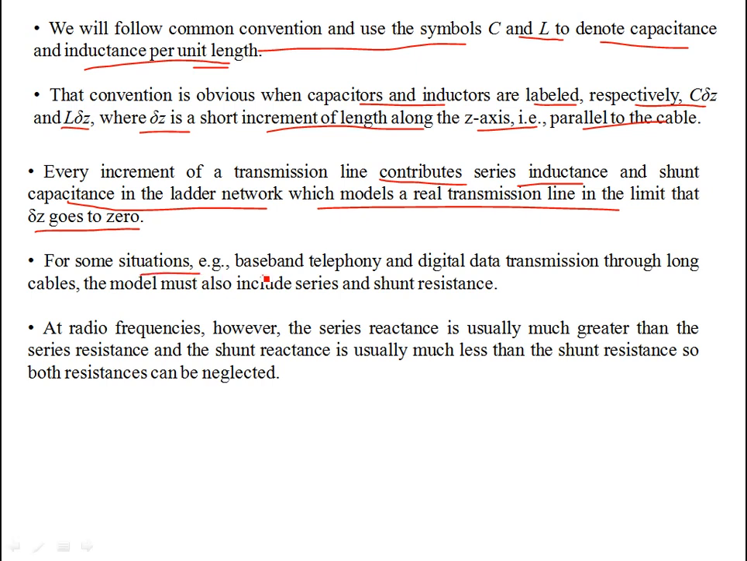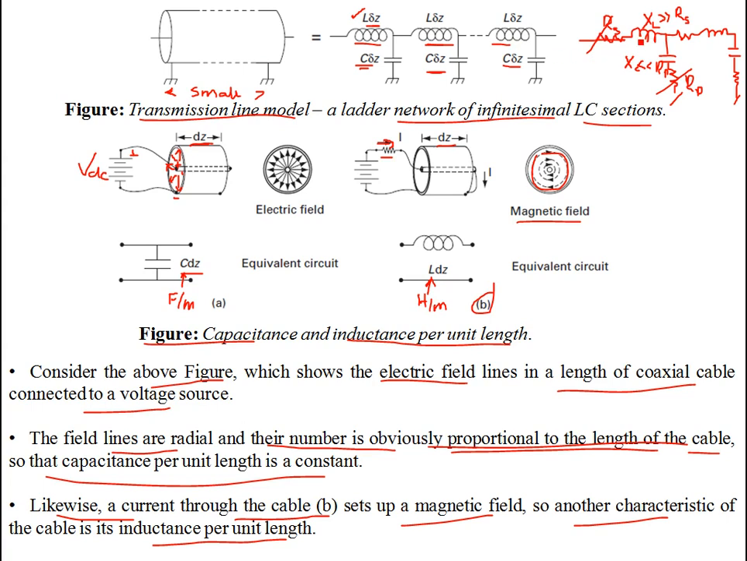Now, for some situations, for example baseband telephony or digital data transmission through long cables, the model must also include the series and shunt resistance. As I've explained earlier, at very high frequencies the inductive reactance is large, so you don't need to consider the series resistance. Similarly, the shunt reactance is much smaller than the parallel resistance. If the parallel resistance looks infinitely large compared to XC, this is an open circuit, so you can ignore RP and RS here.